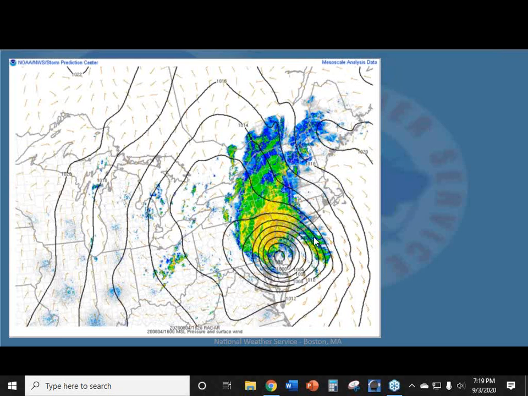What you'll see, you'll lose that nice circular appearance on radar, and everything will be kind of on the front end of the storm. So again, pretty typical situation as these storms head north. They almost become like typical nor'easters, usually as they reach New England. So a pretty typical thing, Rodney.